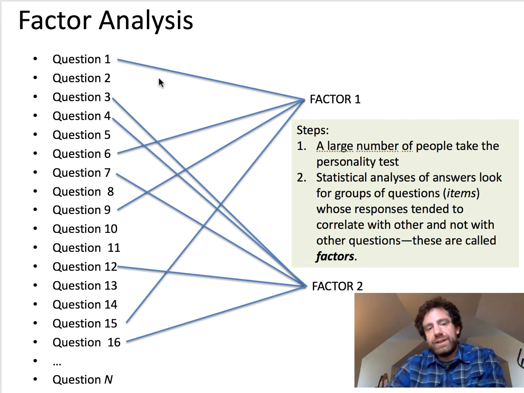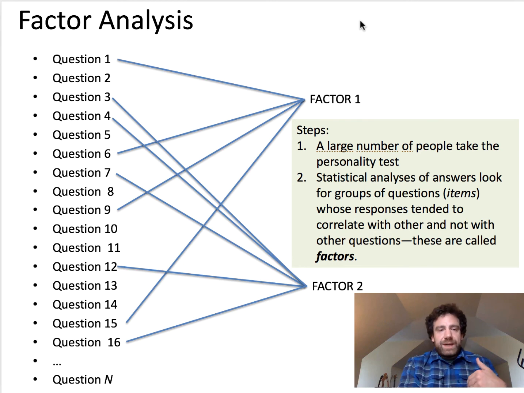So if we know how someone answered questions 1, 6, and 9, and this is in fact a factor, we would have a very good chance of predicting their answer to 15. But not 16, not 14, not 13, not 12. Those are not part of factor 1.